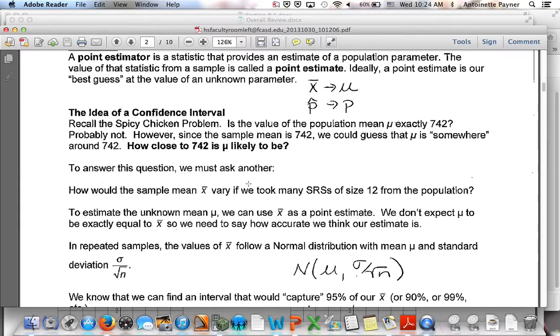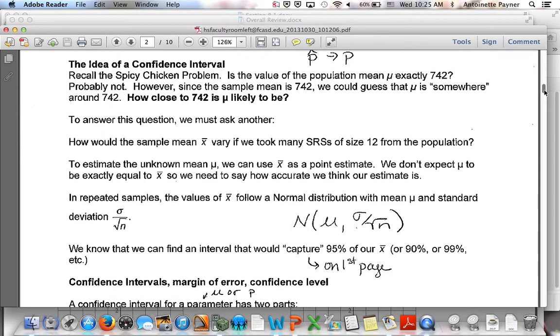To answer that question, we ask another question. How would the sample mean x bar vary if we took many SRSs of size 12 from the population? Here we're just talking about that sampling distribution. If I take all possible samples of size 12, find all those x bars, and create that distribution, how do those values vary? If I just want to estimate the unknown mean mu, I use x bar as a point estimate. I don't expect mu to be exactly equal to x bar, so I need to say how accurate I think my estimate is.